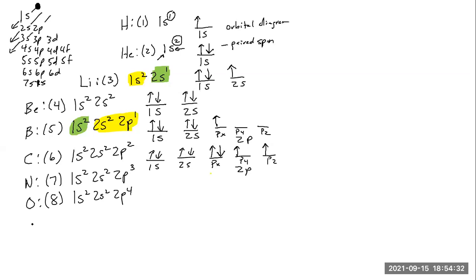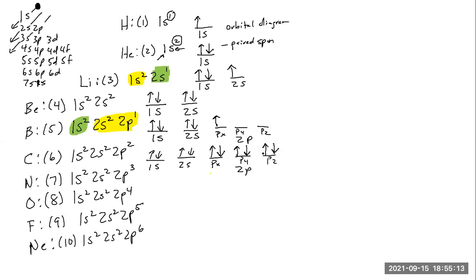And we might as well finish the first 10 here. Fluorine, which is 9, 1s2, 2s2, 2p5. Again, that fifth electron would go here. You can hopefully see from this picture that the p subshell only has room for one more electron, and that happens at neon. Neon, which is number 10, 1s2, 2s2, 2p6. And that would obviously fill out the subshell there.